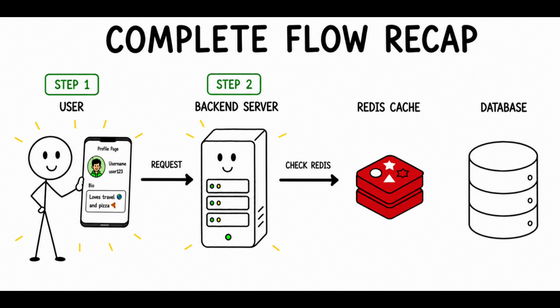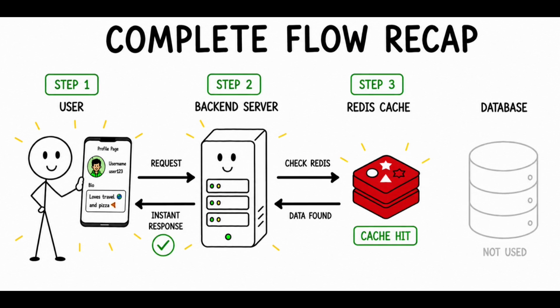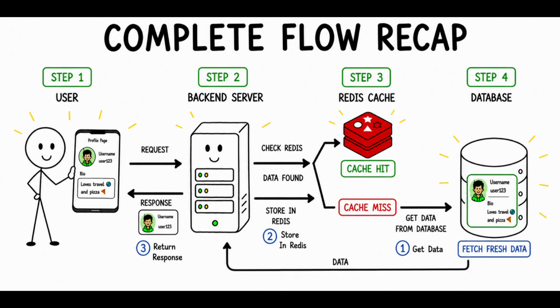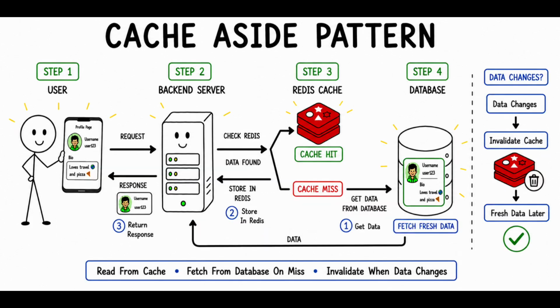A request arrives, the backend checks Redis. If the data exists, cache hit, return immediately. If the data doesn't exist, cache miss. Go to the database, get the data, store a copy in Redis, return the response. And if the data changes later, invalidate the cache, so future requests receive fresh information. That is the complete cache aside pattern. Simple, powerful, and used by countless applications every day.